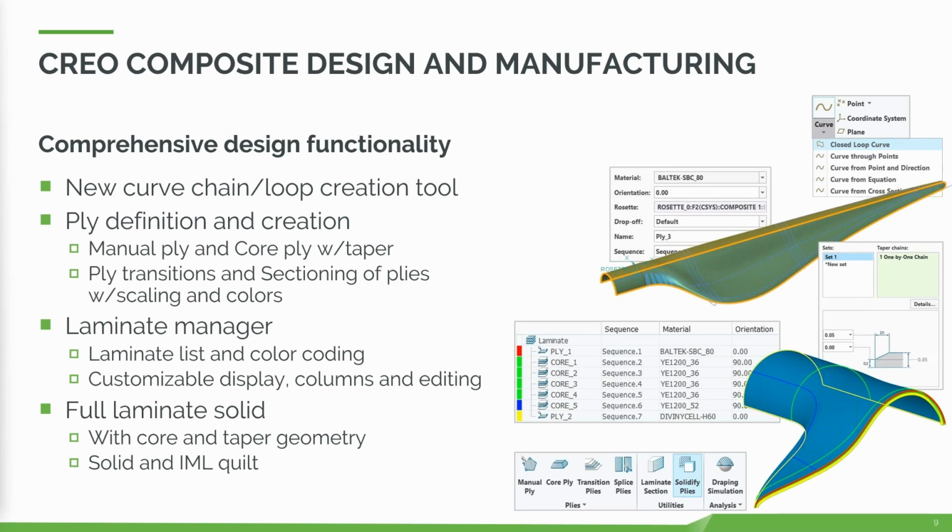Once we've defined all of that, we then have the option to generate a full laminate solid. That solid model represents the manufactured state, the finished product with all of the core and taper geometry. We can also generate an inner mold line quilt to capture the surface geometry for other things.